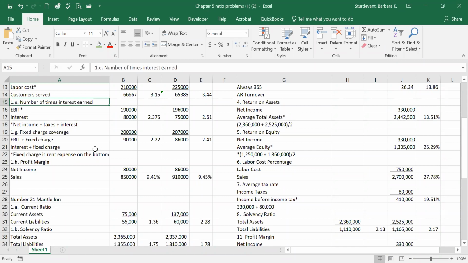Okay. All right. So net income for X3 was 80 plus taxes of 30, so that's 110. Plus interest of 80, so that's where the 190 comes from. And then it's simply divided by interest, which was 80. So we cover our interest payments 2.375 times. Questions on that?